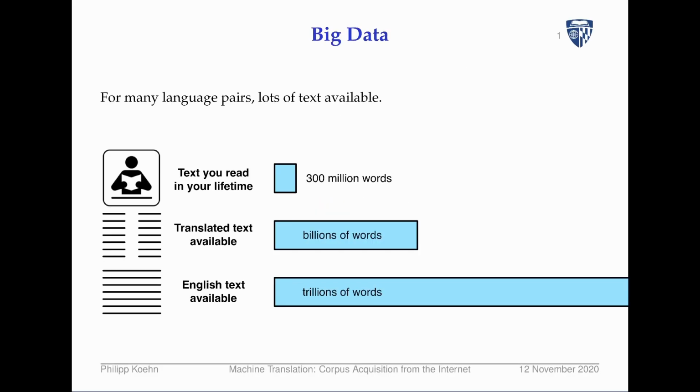So for many language pairs, lots of text is available. So here's to give you some idea about the dimensions of text that machine translation systems can be trained on. If you just do a kind of back of the envelope calculation, assuming you read about 10,000 words a day, you will read in your lifetime 30 million words. The amount of translated text available for some language pairs goes into the billions of words, and the amount of English text, just monolingual text available, is in the trillions of words.